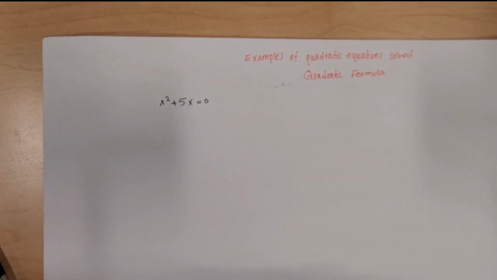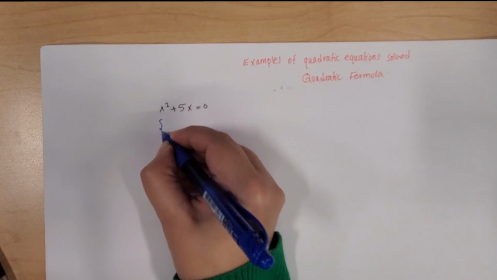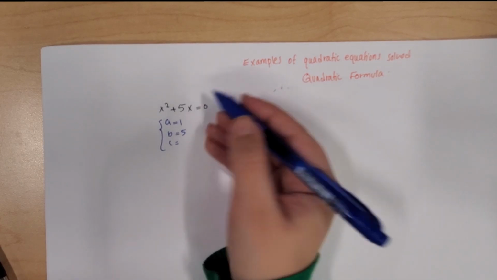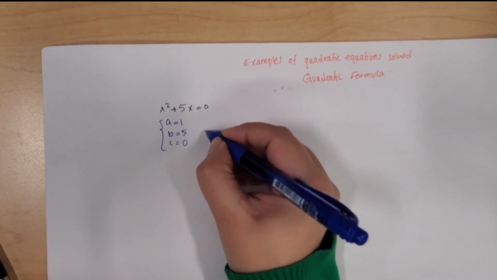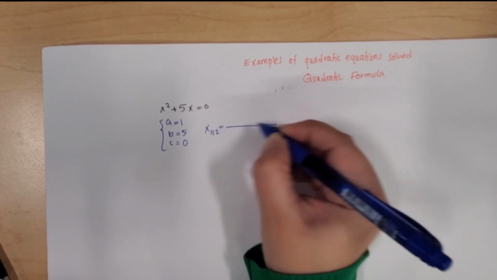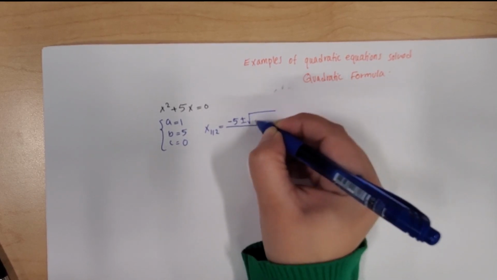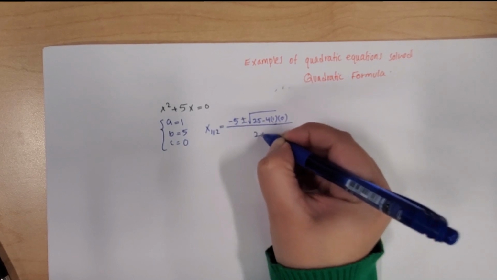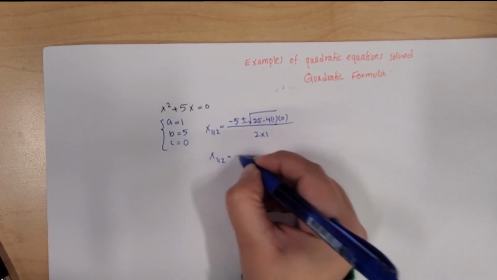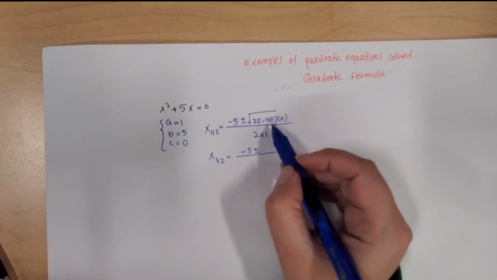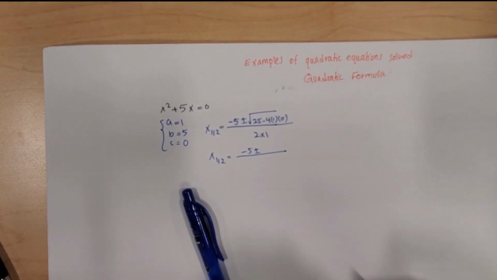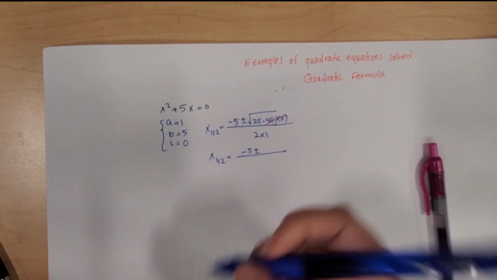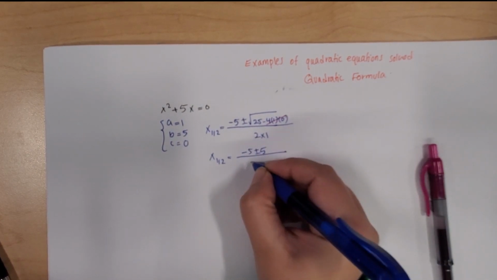Okay, so here let's identify a, b, c. A is 1, b is 5, and where is the c? It's not there, so we assume it to be 0. So the roots would be negative b plus and minus the square root of b squared minus 4ac, over 2a. So the answers would be negative 5 plus and minus the square root of, so this part, minus 4 times 1 times 0, it's 0. So the square root of 25 is 5, over 2.